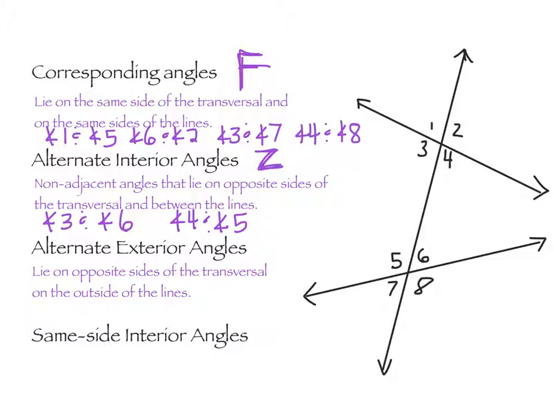Okay, alternate exterior angles. Remember the exteriors here and here. So they have to be on the exterior. They're alternate again, so I still look for a Z. So here's my Z. But since they have to be exterior, I look for them on the top and the bottom of the Z. 1 and 8 would be alternate exterior angles. Same thing, 2 and 7 would be alternate exterior angles.